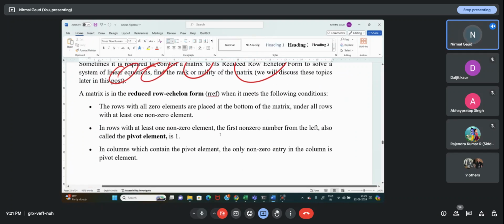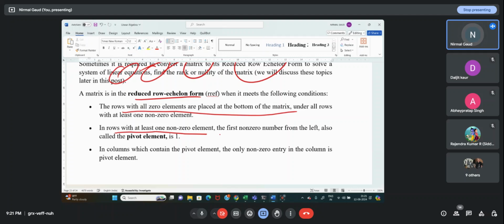There are certain properties, so first go through the properties. The rows with all zeros are placed at the bottom. If you have rows with all zeros, put them at the bottom. This is a property of reduced echelon form. In rows with at least one non-zero element, the first non-zero element from the left, also called the pivot element, is 1.